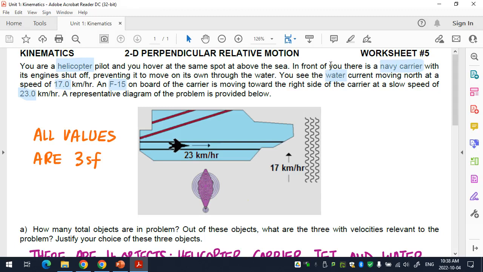Okay, so I am the helicopter pilot. What does hover mean? Hover as a verb. Are you moving or just staying still? You are keeping your spot. So you are the what? Moving or stationary? Perfect. To us, the helicopter pilot is the ground, right? Because they're not moving. Keep going. In front of you.